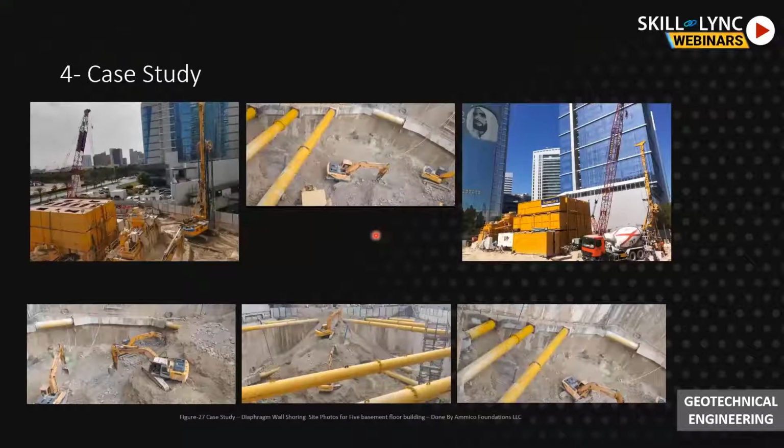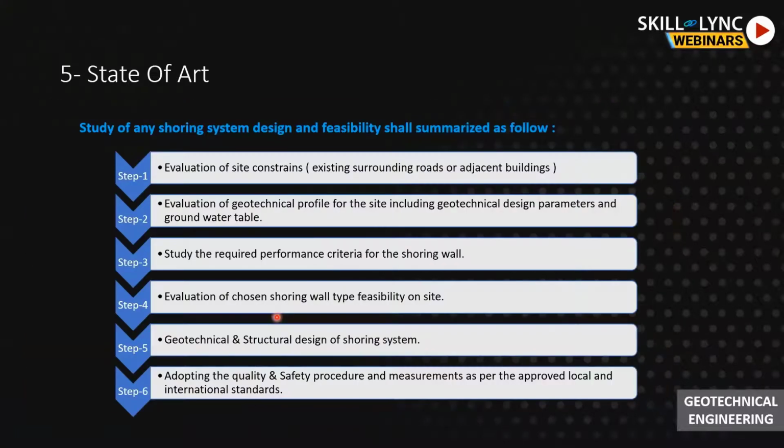And here are some photos from this project constructed by Amico Foundations. And here is the construction sequence as we explained before. There's the drilling rig or the diaphragm wall cutter. And here if you can see the guide walls, there's the installation of the shoring wall. And after excavation or during the excavation, we can see some photos here. There's actually the ramp going down, so the trucks can go down and remove the excavation disposal. So, state of the art.